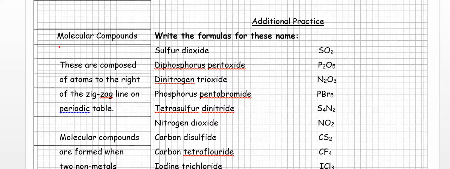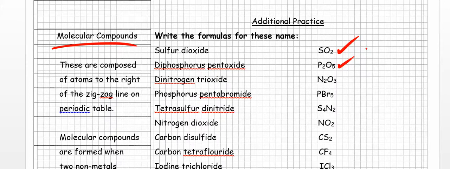I want to start with molecular compounds. What do we mean by molecular compounds? Compounds involving 2 atoms, both on the right side of the zigzag line, right? So, first one, sulfur dioxide. Sulfur dioxide is going to be SO2. It's covalent, it's molecular, in other words. So we use the mono-di-tri system in the naming, so sulfur dioxide would be SO2. Diphosphorus pentoxide, 2 phosphoruses, 5 oxygens. P2O5 for this one right here.